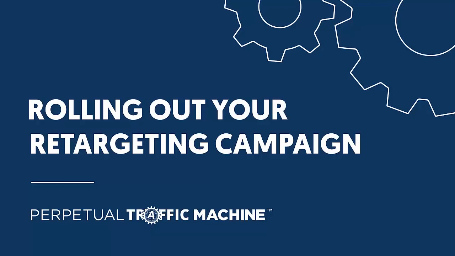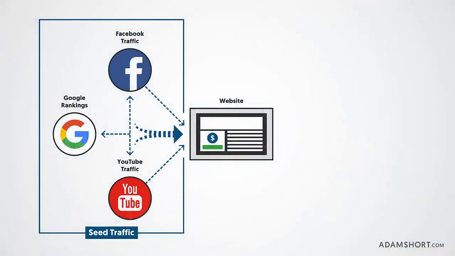Welcome! In this video, I'll be showing you how to roll out a retargeting campaign to your perpetual traffic machine. Retargeting is very simple. It's very easy to set up once you know how it works, but it's also very powerful. Retargeting added about 30% of additional revenue to our business last year, so I really highly recommend setting this up for your perpetual traffic machine as well. So let's go ahead and jump into it.